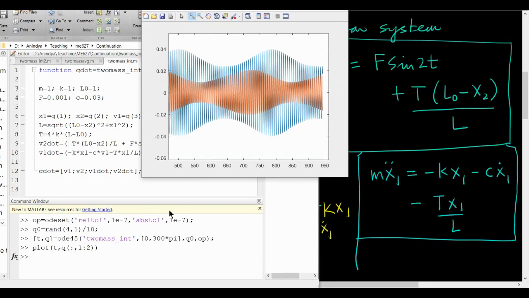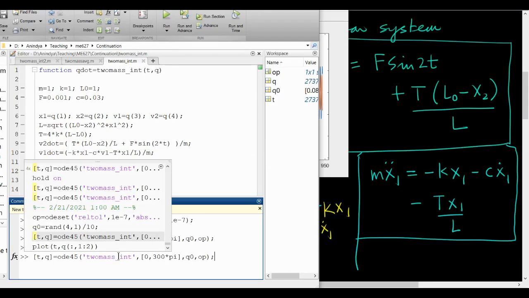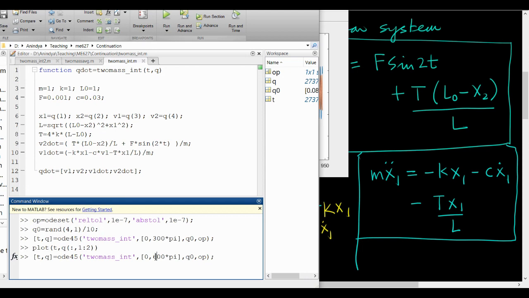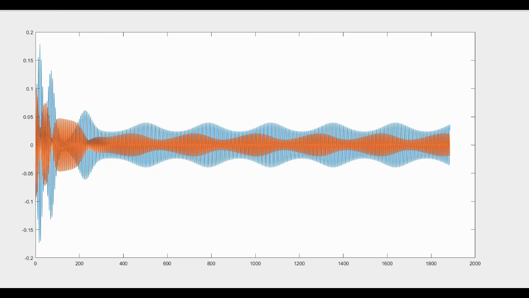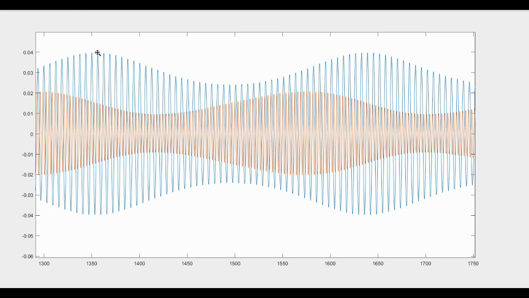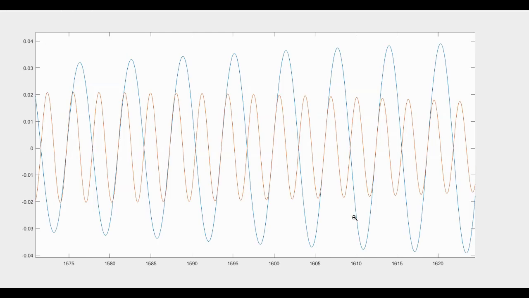Okay, so let us see, with the same initial conditions, let me run it longer, 600 pi. And you can see that it has settled to a periodic state. This periodic state may or may not be unique. We will study that later. But over here you can see that the amplitude is about 0.04 and this is about 0.02. The amplitude for x2 is 0.02. The amplitude for x1 is 0.04. x1 has a frequency that is essentially sine t and x2 is essentially sine 2t. Okay, very good.